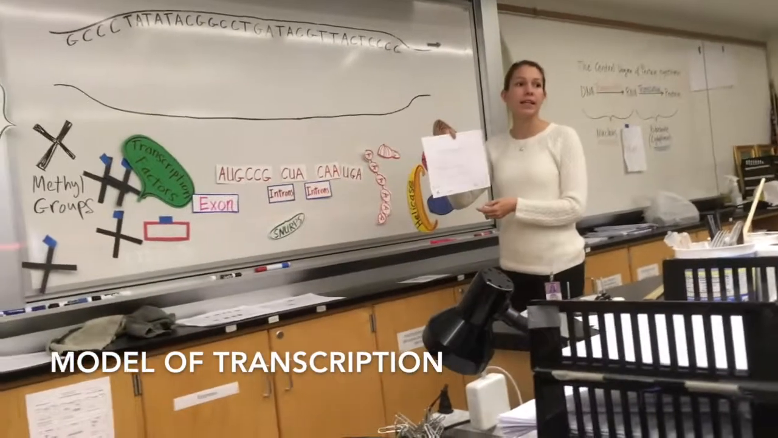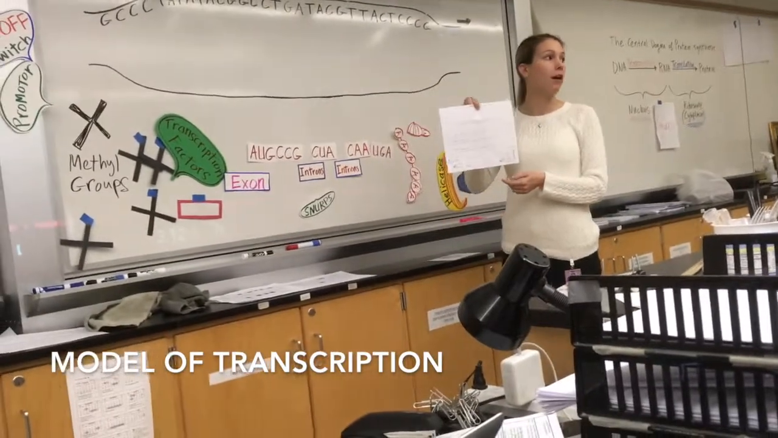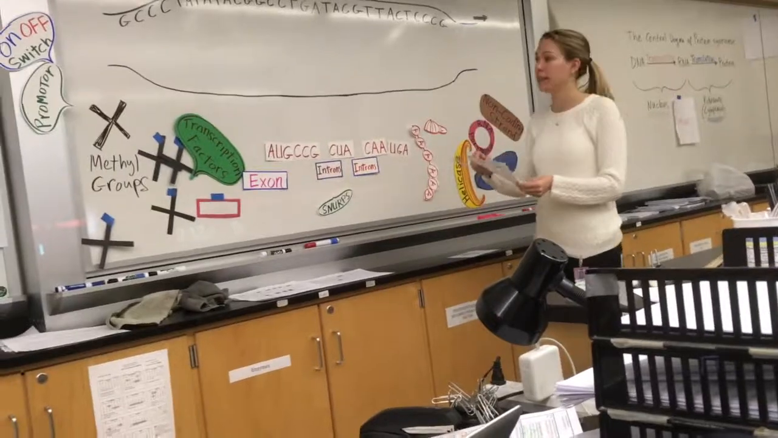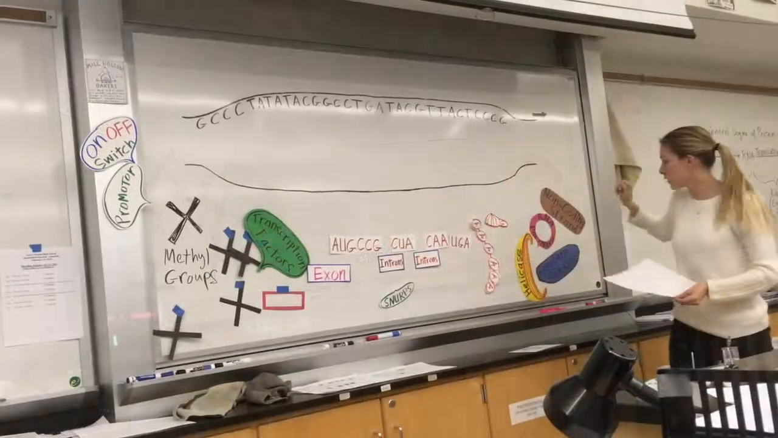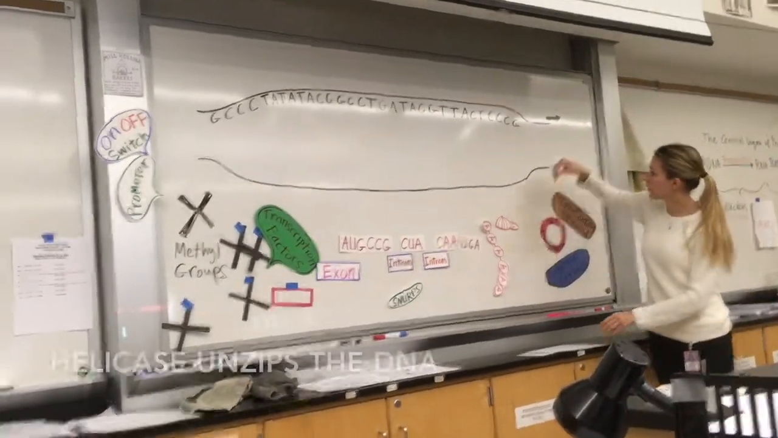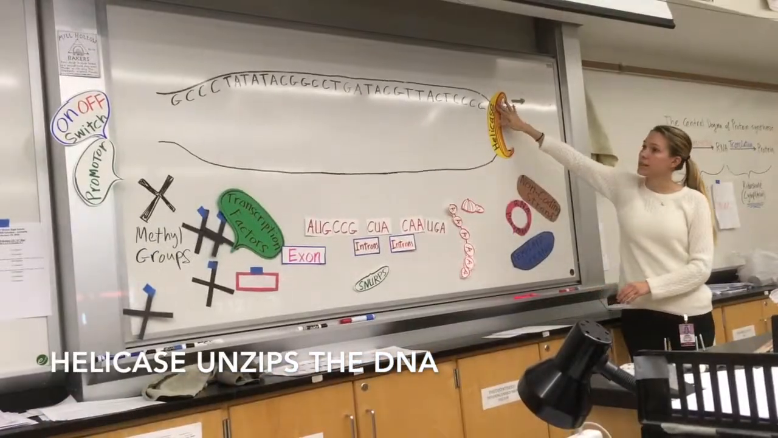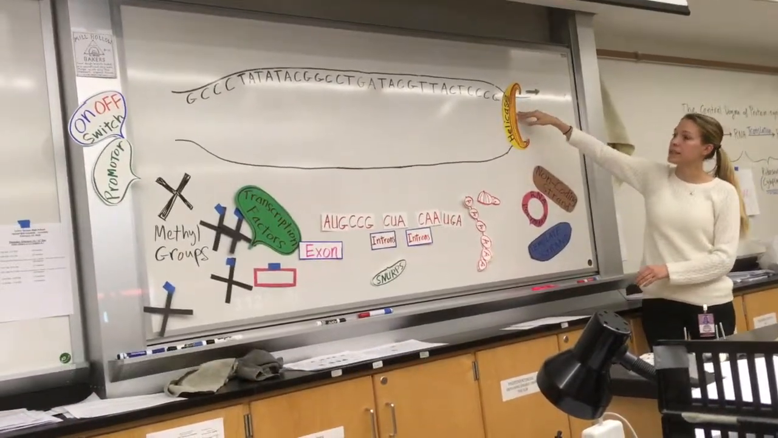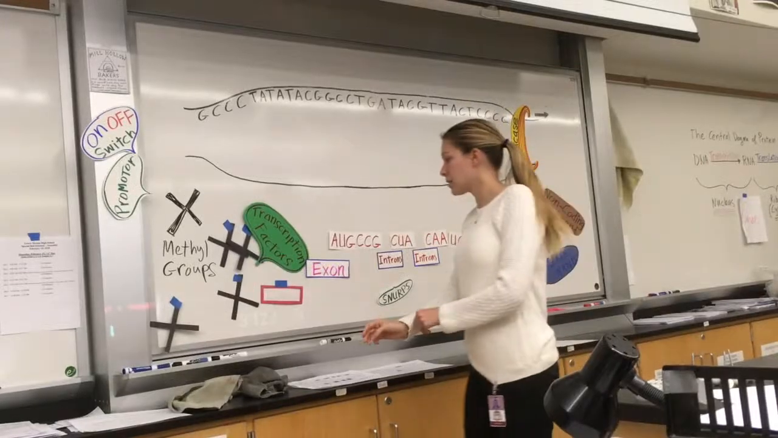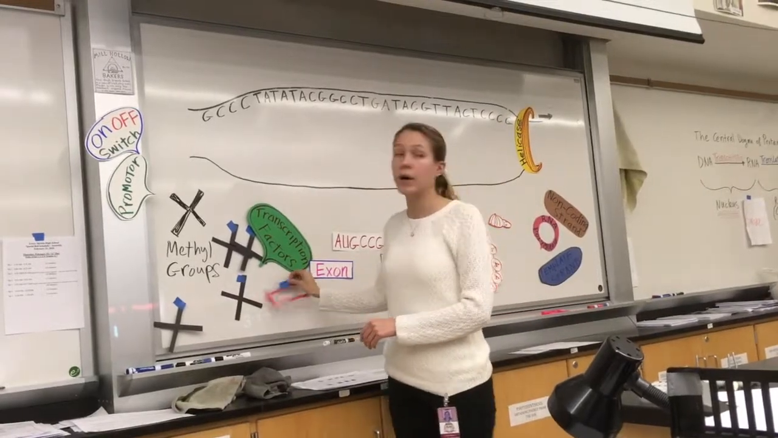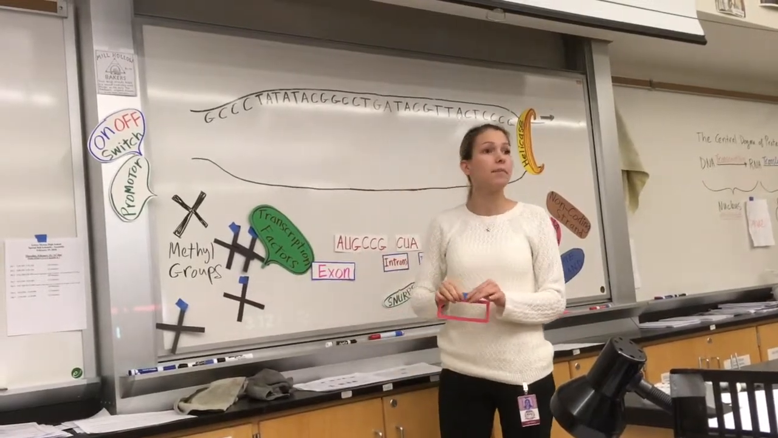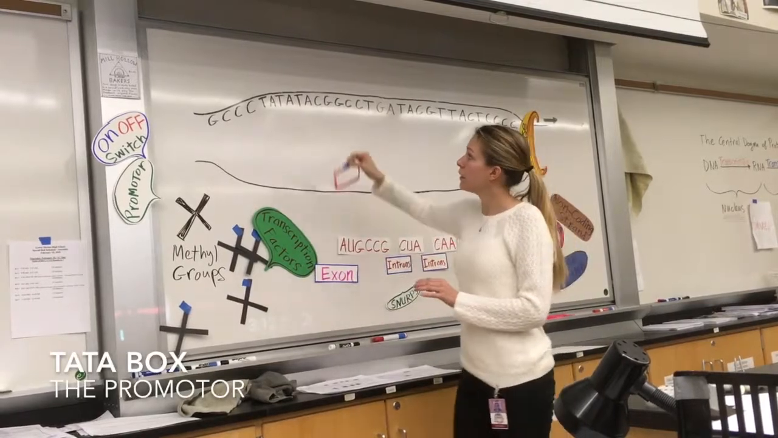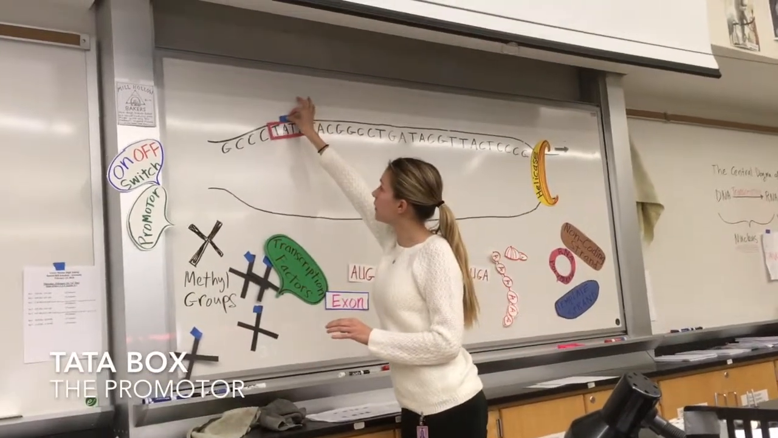The process of DNA being transcribed into RNA takes place in the nucleus. So first we have helicase. Helicase comes in here and it unzips the DNA strand. Next, we're looking for that TATA box that we talked about yesterday. So here's the TATA box on this upper strand here.